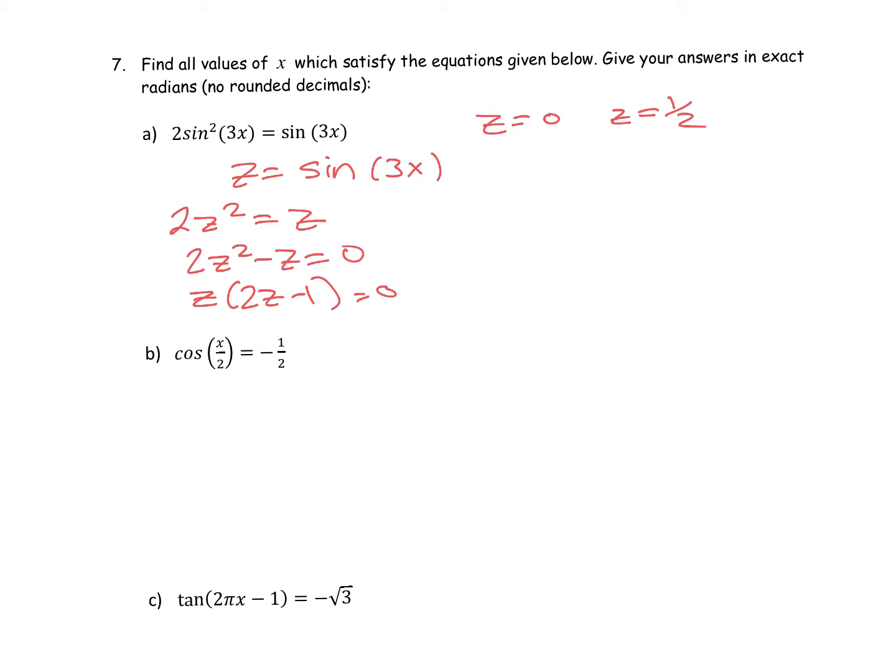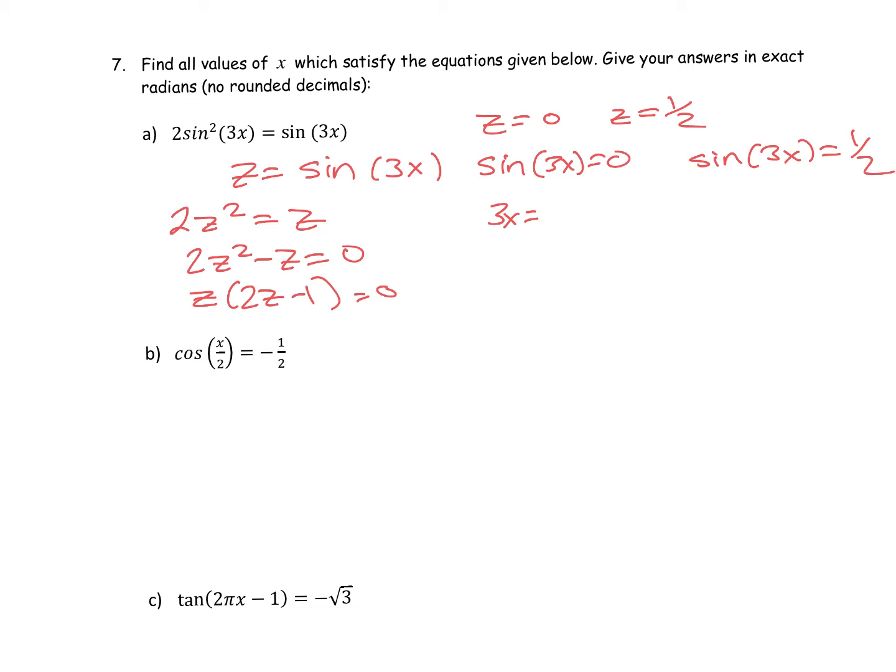Okay, so I've got sine 3x equals 0. So that's one equation I'm going to solve here. And the other is sine 3x equals 1/2. I find it helpful to first think between 0 and 2 pi as I'm going around the circle. Where does, in this case, sine equal 0?